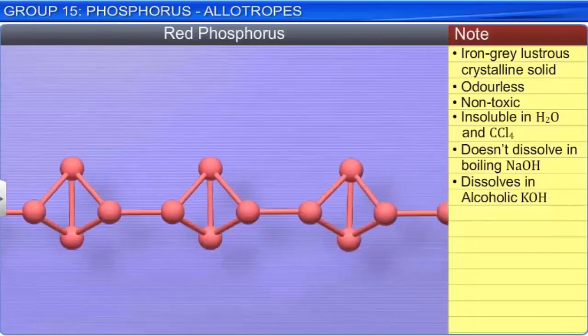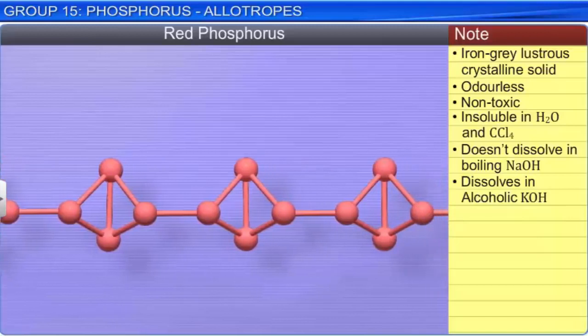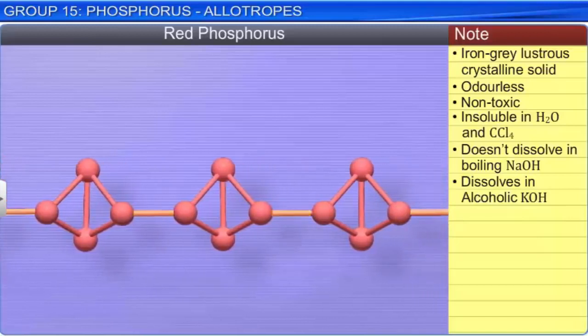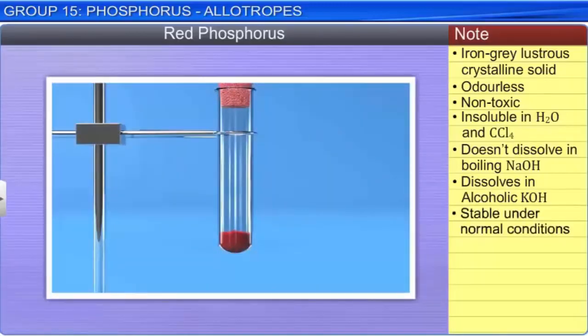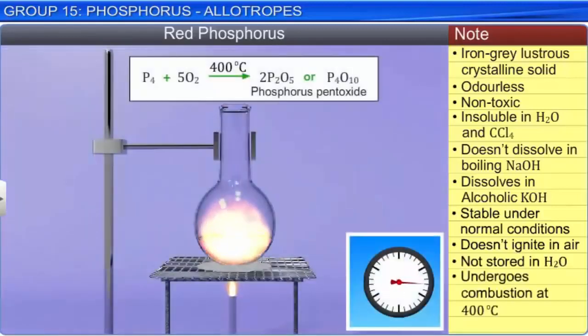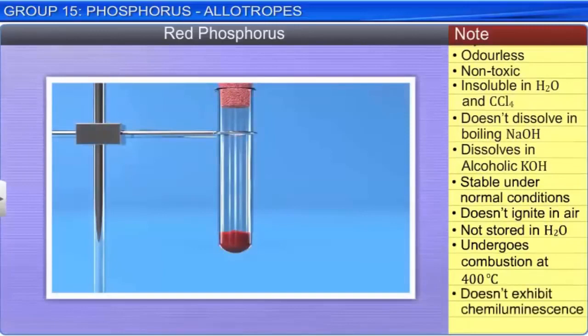It means that red phosphorus consists of a chain of P4 units that are linked together by single covalent bonds. Hence, it is stable under normal conditions and doesn't ignite in air. It is therefore not stored in water. It undergoes combustion only when heated to about 400 degrees Celsius. Note that red phosphorus doesn't exhibit chemiluminescence.